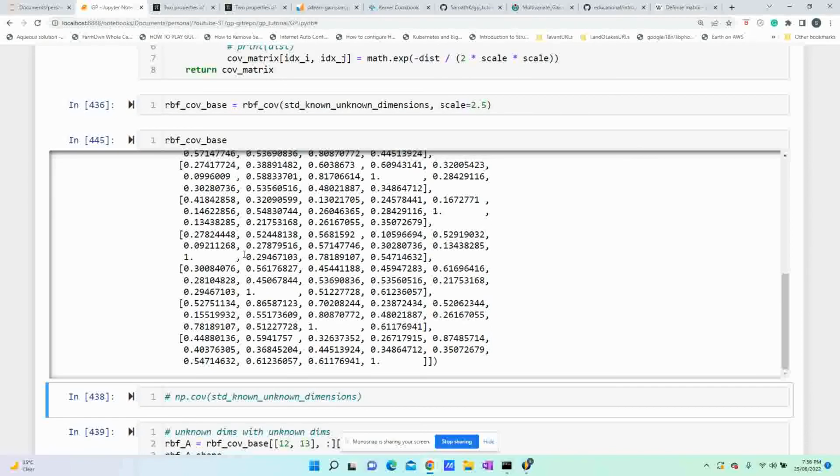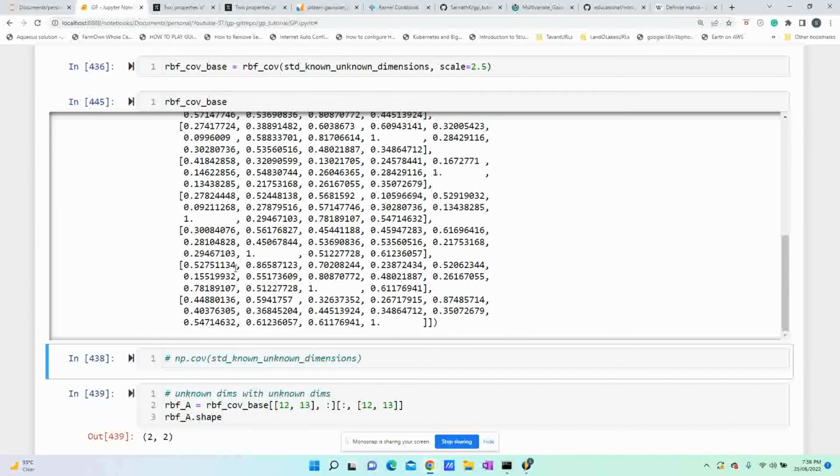Because the RBF formula that we use basically looks at the distance between them, and then we square that distance, or then exponentiate and all that, right? So if the distance is less, then you will have a better value for the covariance, right? So that's what we are trying to do.